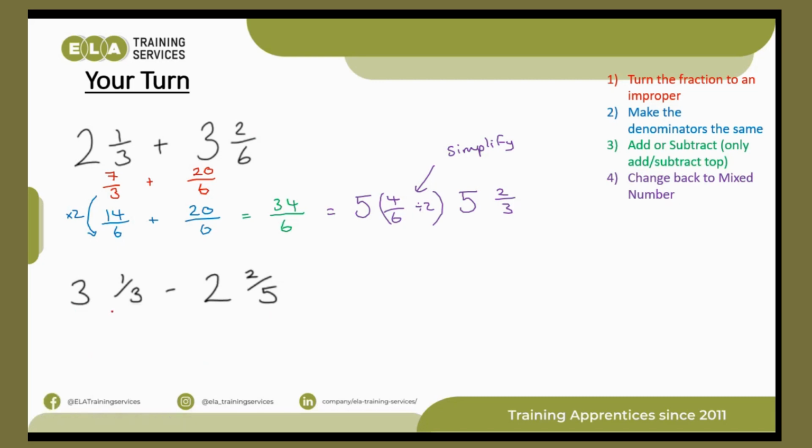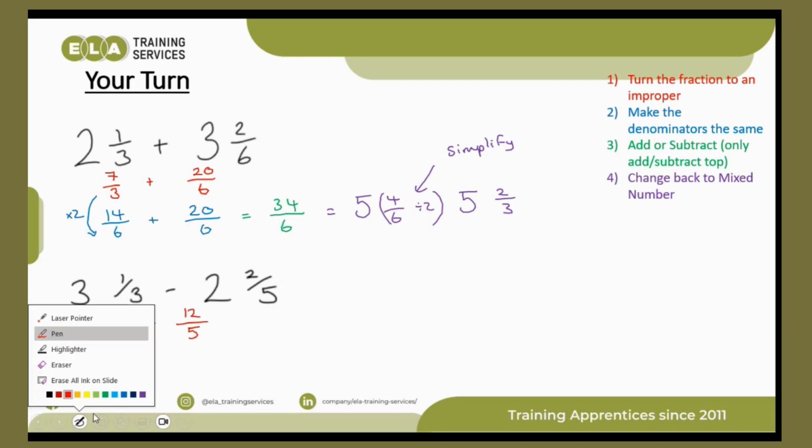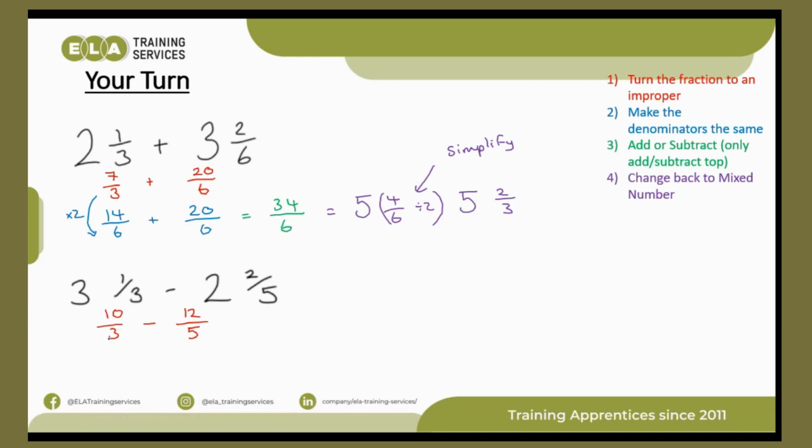So we've got 3 and 1/3. So 3 times 3, add 1, so 10/3. Take away 2 and 2/5. So 2 times 5 is 10. Add the 2 is 12 over 5. And here we cannot turn 3s into 5s. So we're going to have to multiply our bottoms together, which gives us a new denominator of 15.